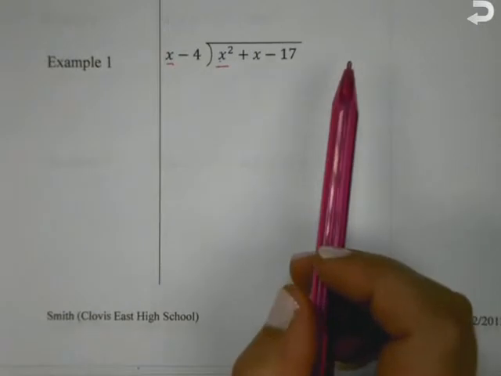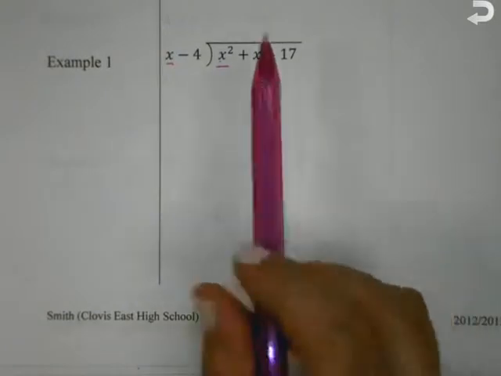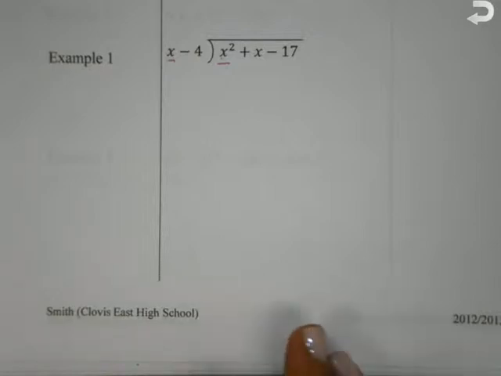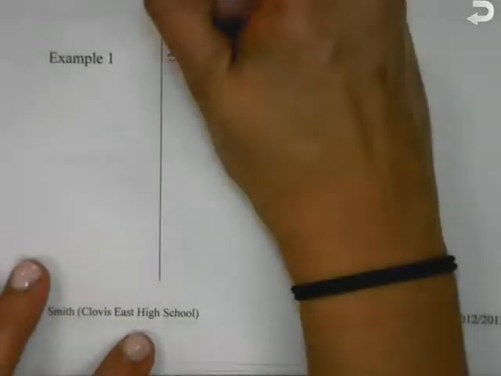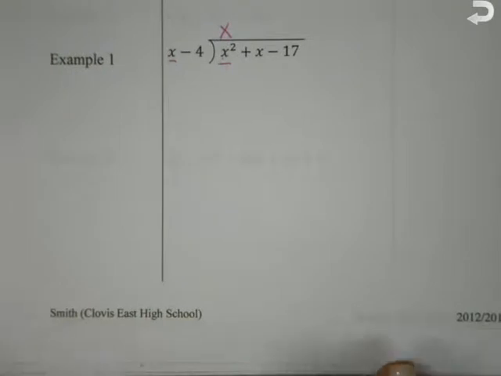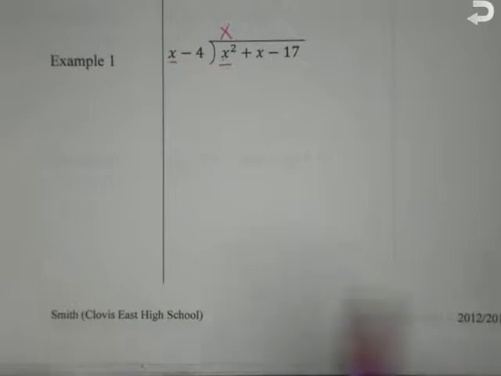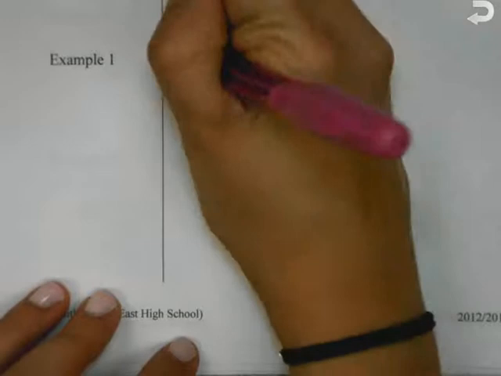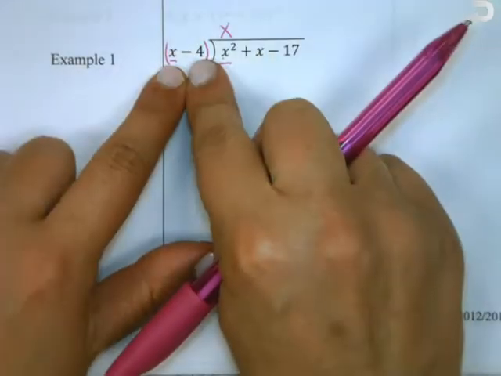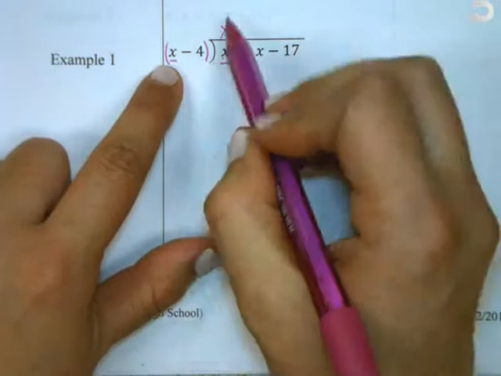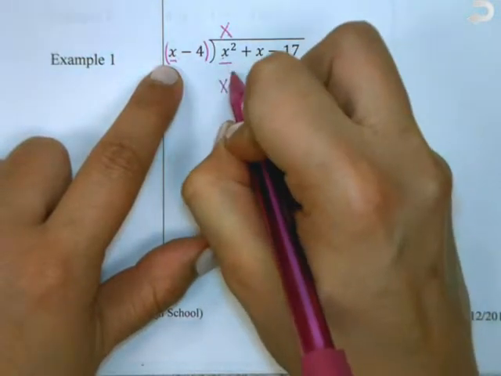x goes into x squared how many times? What times x will give me x squared? x. So write x on top. Okay. Now step 2 said that we were supposed to multiply this term by the divisor. So I have to multiply x by the entire term x minus 4. So this x gets multiplied by the whole thing. So x times x gives me x squared, and x times negative 4 gives me negative 4x.